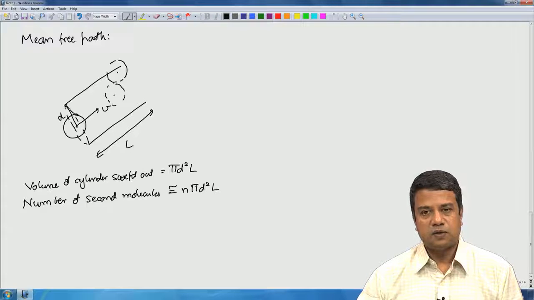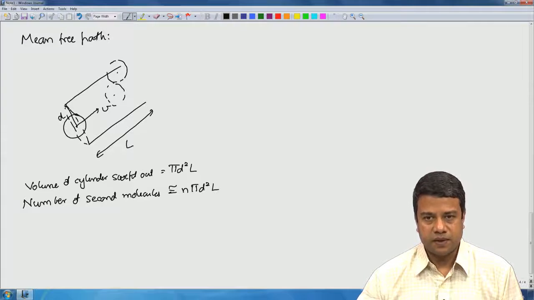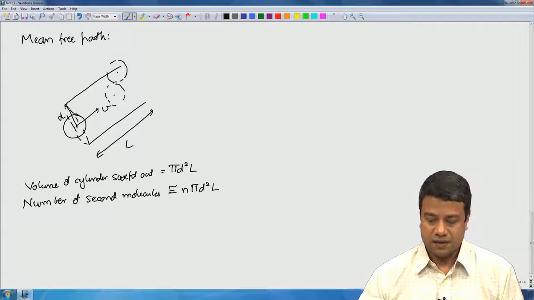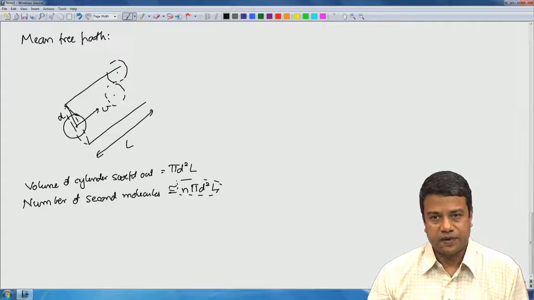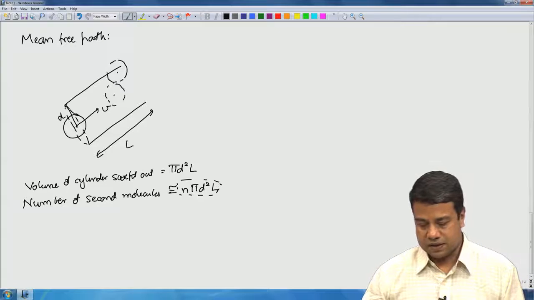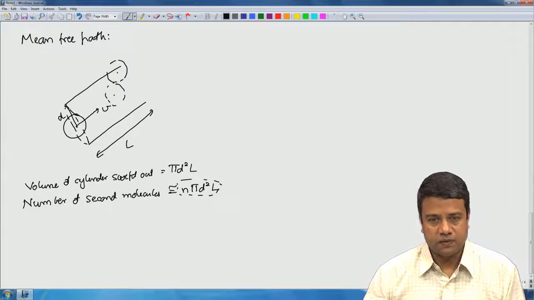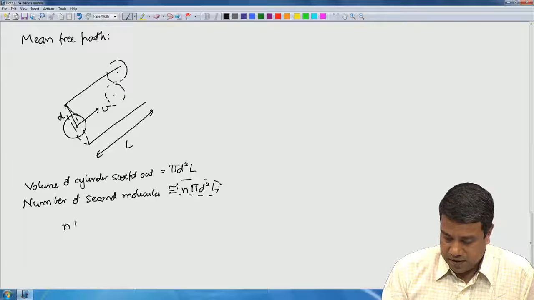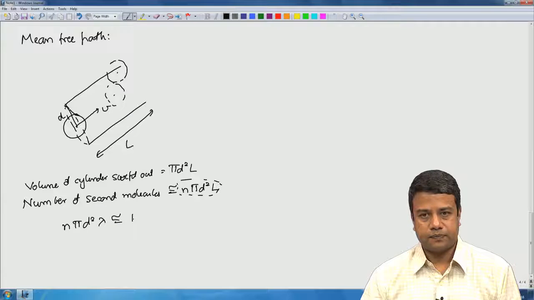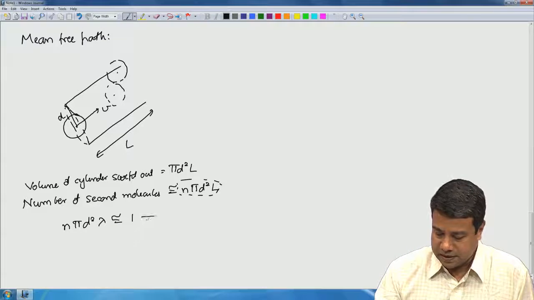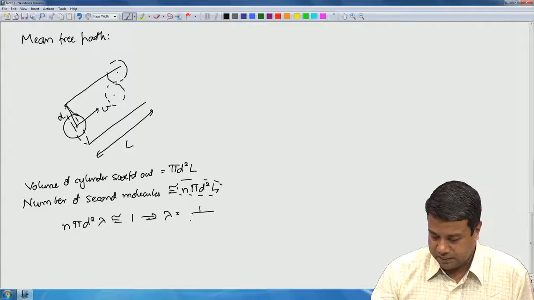When does the molecule translate approximately one mean free path? That is when the number of second molecules in this cylinder is approximately 1. Therefore, it has translated a distance equal to one mean free path when n pi d square times lambda is approximately equal to 1. What that means is that the mean free path lambda is equal to 1 by n pi d square.